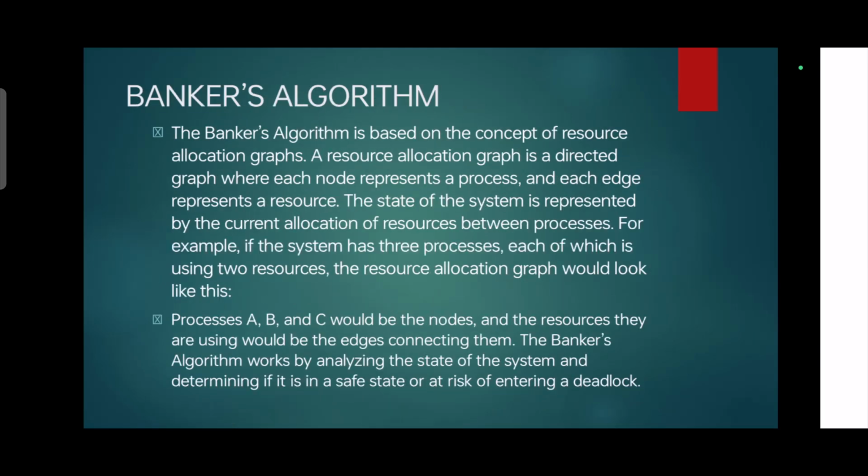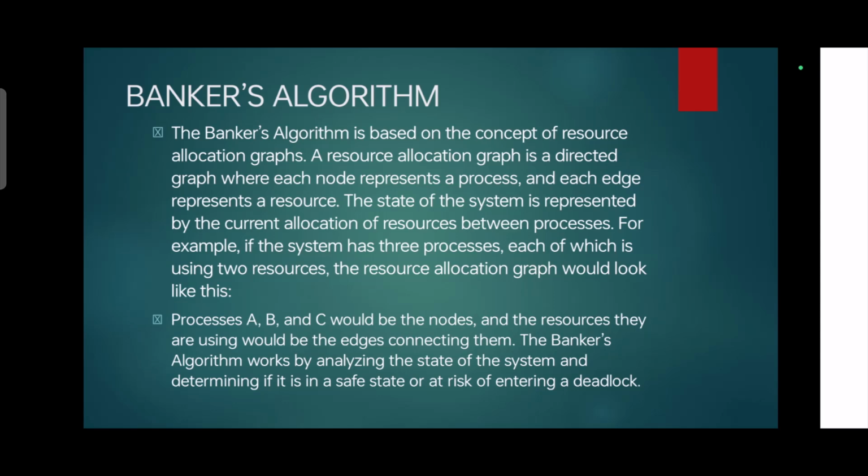So now the next method to handle deadlock is Banker's algorithm. Banker's algorithm is based on the concept of a resource allocation graph. A resource allocation graph is a directed graph where each node represents a process and each edge represents a resource. The state of the system is represented by the current allocation of resources between processes.